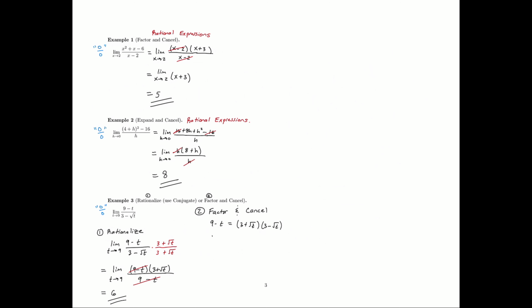So with this in mind, we can write the limit as t goes to 9. We can factor the numerator into that difference of squares. And then we can just cancel. And then we can evaluate this to get 3 plus the square root of 9, so 3 plus 3, which is 6. So if you're good at seeing those, it can be much faster.